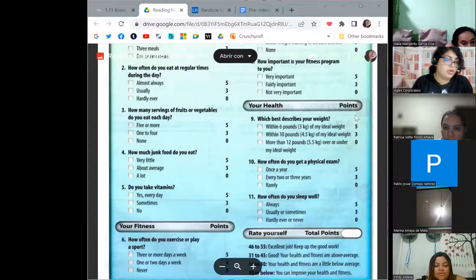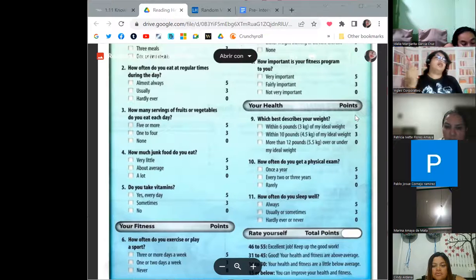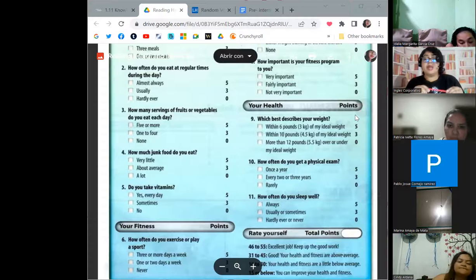Okay, I think that you have the answer already. So we are going to do something. We're going to share the points that we have at the end of the exercise. And we are going to write the points on the chat. Vamos a tratar de poner los puntos ya sumados en el chat. Vamos a escribir los puntos que nos dio al final, la sumatoria de las preguntas.